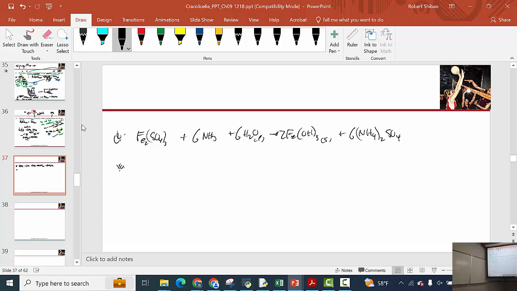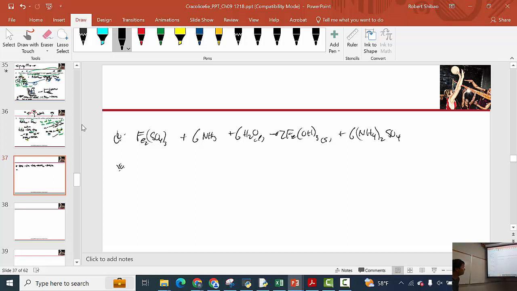In the ionic equation, we ionize the strong acids, we ionize the strong bases, and we ionize the soluble salts. So iron 3 sulfate, strong acid? No, it's not one of the 7 common strong acids. Strong base? No. Soluble salt? Yes, sulfates are all soluble except for silver, lead, mercury, calcium, strontium, barium. So this is soluble, and so we ionize it.